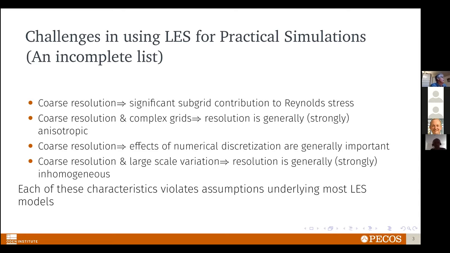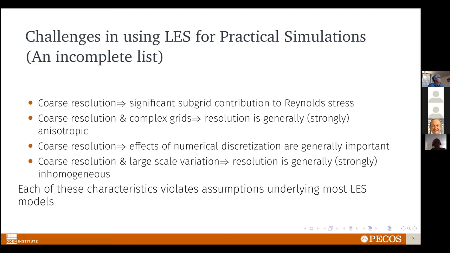This turns out to be a modeling challenge. In these complex flows, we have coarse resolution and complex grids. And this basically means that our resolution is generally very strongly anisotropic. The coarse resolution also has the consequence that our numerical discretization effects end up being of first order, and we need to deal with them.